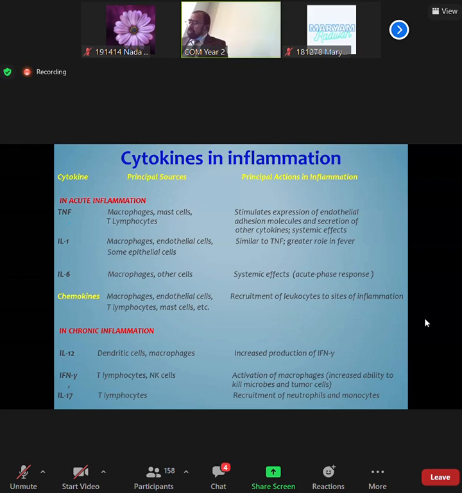So activation of the macrophage increases the ability to kill microbes, which I said already, and also tumor cells. Sometimes even newly formed tumor cells, which have just been formed, are killed by these macrophages. Then interleukin 7, which is secreted by T lymphocytes. The function is recruitment of neutrophils and monocytes. We will discuss this while we do chronic inflammation.